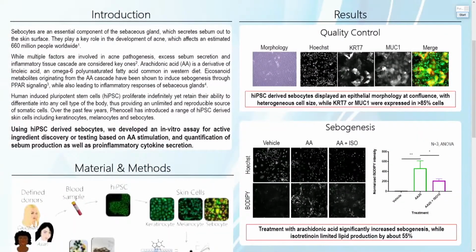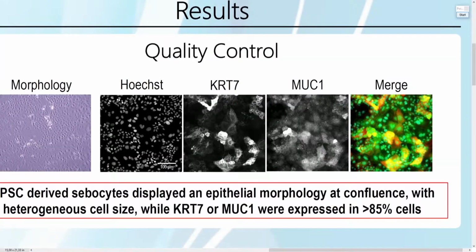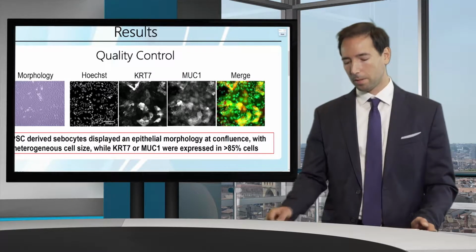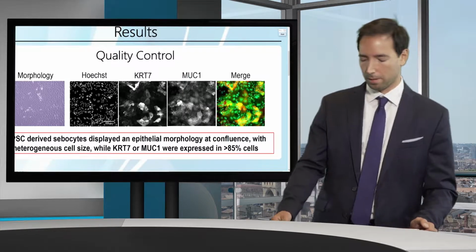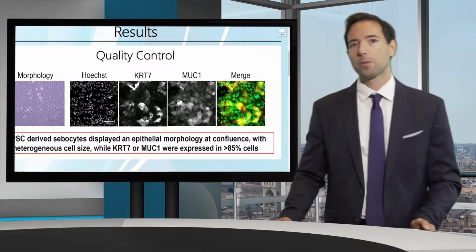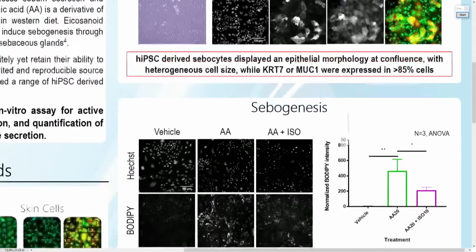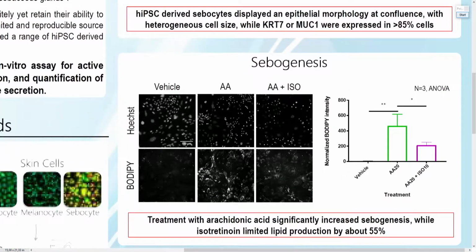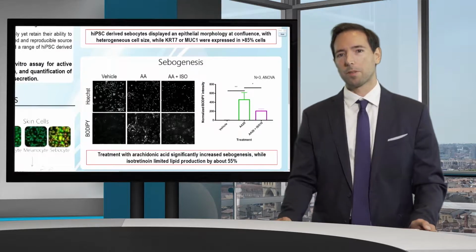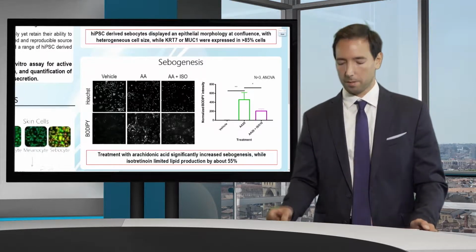So after thawing, sebocytes will display heterogeneous morphology, forming an epithelial monolayer. They will express keratin 7 and MUC1 in about 85 to 90% of the cells. Once the cells reach confluence, they are treated with arachidonic acid or with arachidonic acid plus a reference compound, which is isotretinoin in this case.